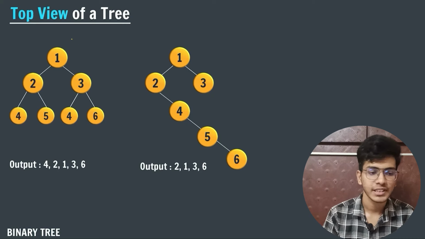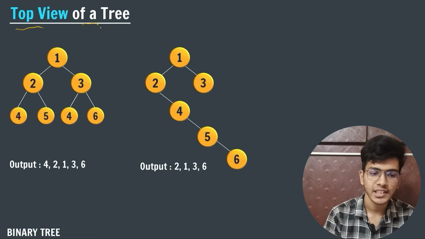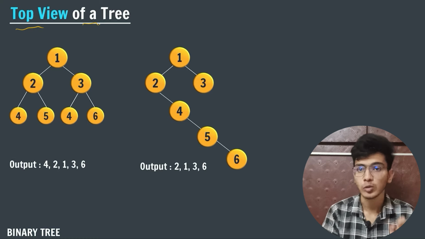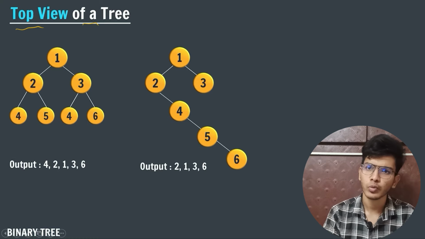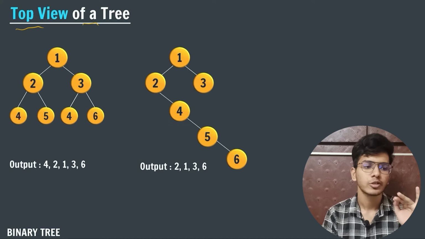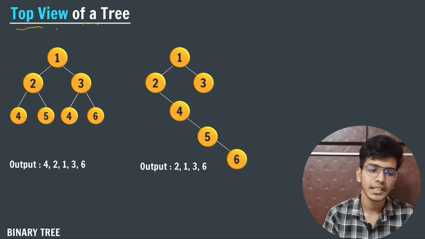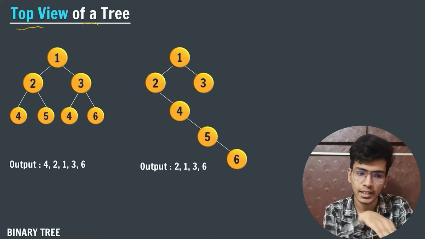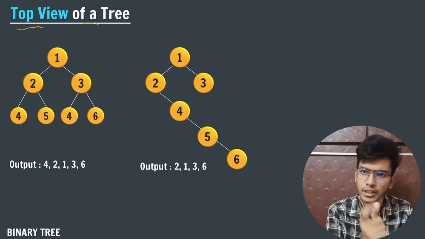The name of the question is top view of a tree. In this we will be given a tree and we need to print its top view. So what is the meaning of top view? We need to understand the meaning of top view here. Let us say that this is my tree, right? So you are seeing the horizontal view of this particular tree.